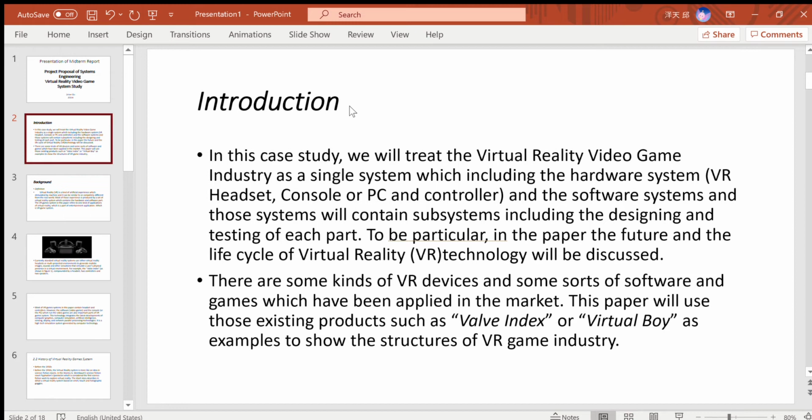For example, in this paper, we will use existing products such as Index or Virtual Boy as examples to show the structure of the VR game industry, both the advantages and the disadvantages of the VR game system compared to the traditional video game system.